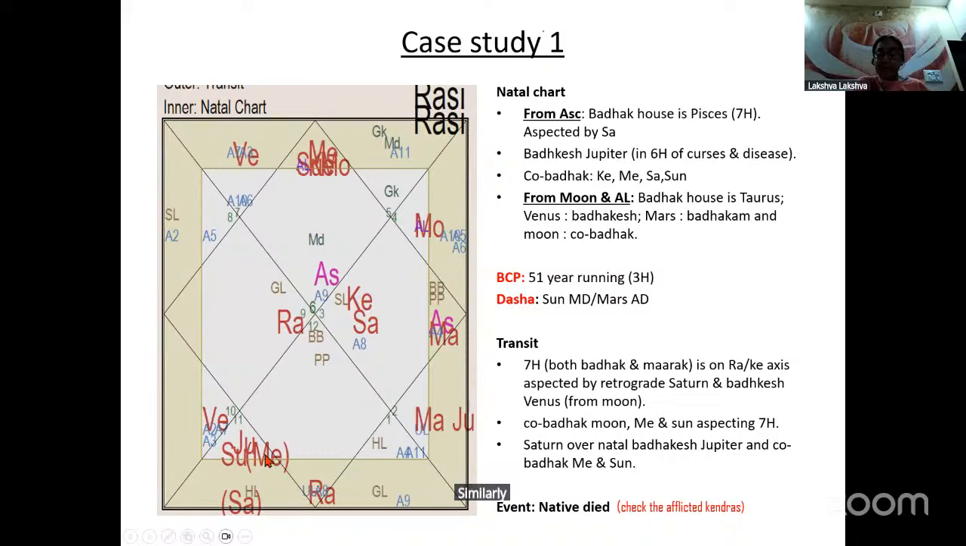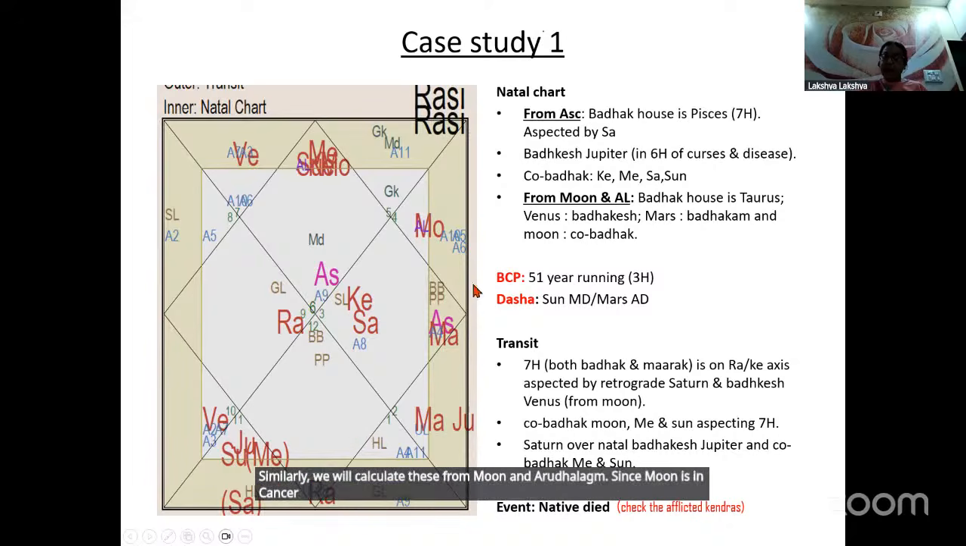Similarly, we will calculate these from Moon and Arudha Lagna. Since Moon is in Cancer, which is also the Arudha Lagna, the Badhak house will be 11th from it, that is Taurus. So Venus will be the Badhakesh here, and since Mars is sitting in Taurus, it will be the Badhakam, and Moon will be the co-Badhak because it is aspecting Badhakesh Venus.